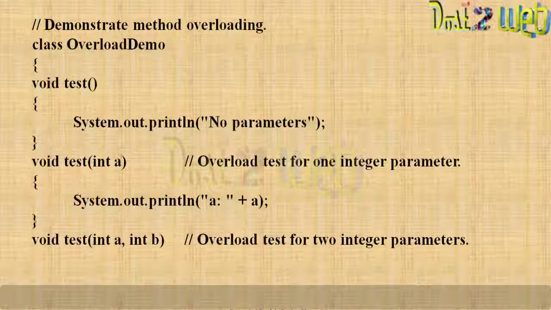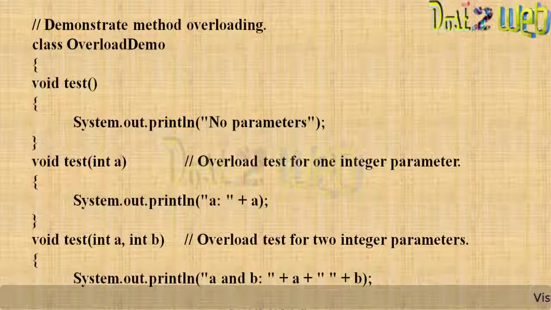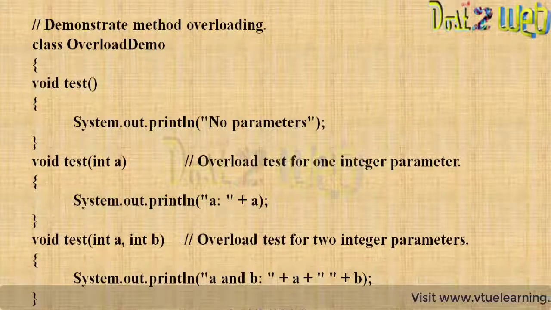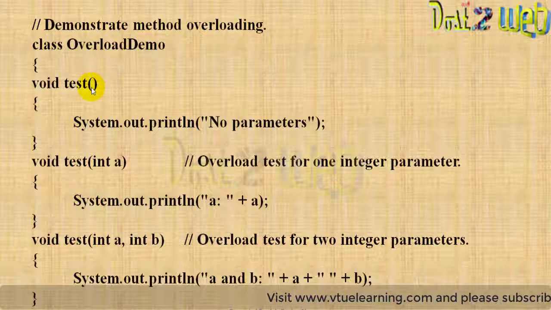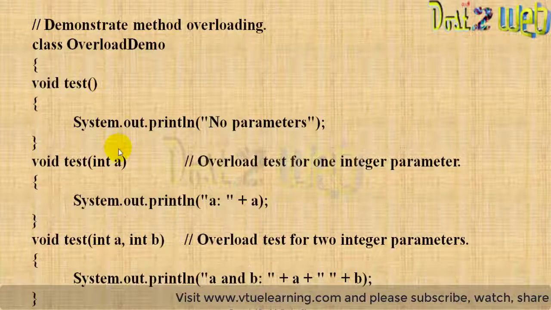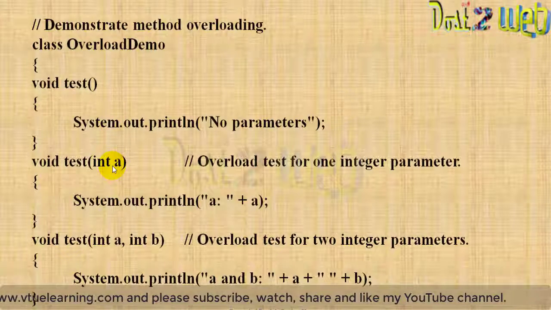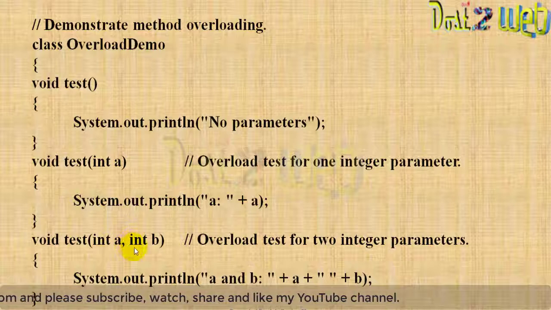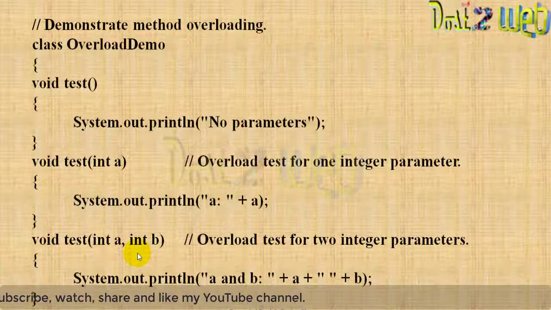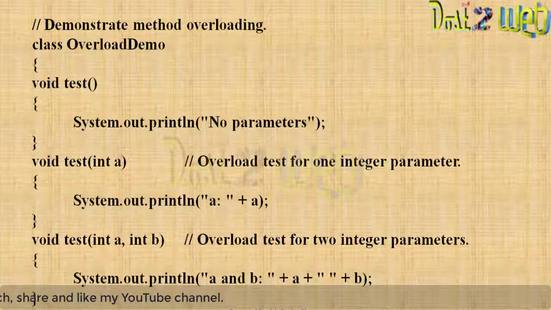In the next method, you declare two parameters, both integers, and again you print both a and b values using System.out.println, the printing statement. So we have now declared three methods. You can see all three method names are the same, but the parameters are different. The first has no parameters, the second has one parameter, and the third has two parameters. Like that, you can use as many parameters as you need in the program.